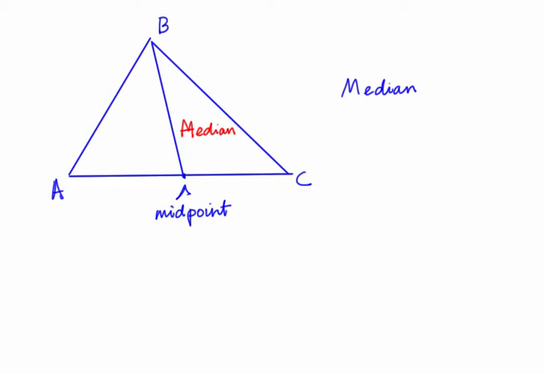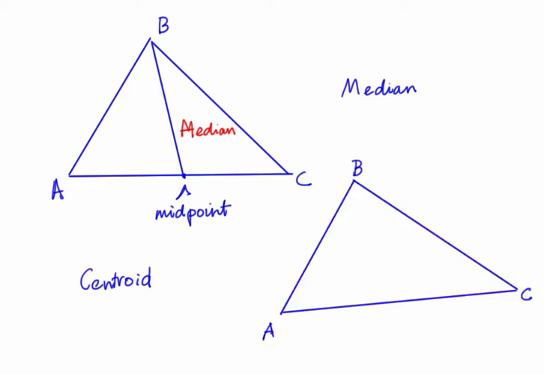The next definition is, what is the centroid of a triangle? Again, let's draw a triangle ABC. What you're supposed to do for the centroid is draw the median first, and then look at the point on the median. The point has to divide the median in the ratio 2:1. That point is the centroid.